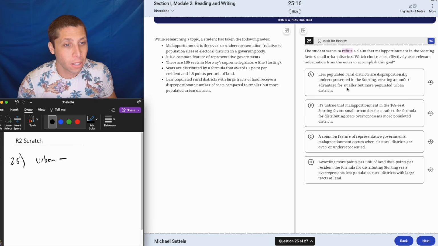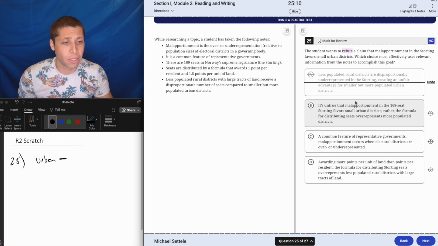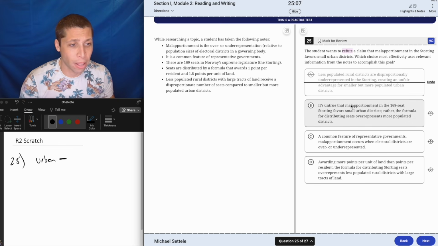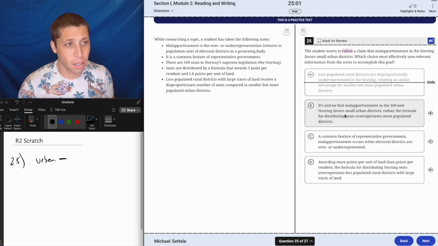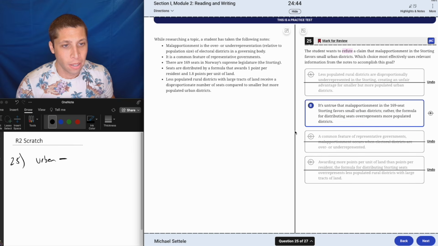So this is saying urban is good. It's untrue that malapportionment in the 169-seat sorting favors small urban districts. Rather, the formula for distributing seats overrepresents more populated districts. Okay, is that really refuting with evidence? A common feature of representative government's malapportionment concurs? No. Awarding more points per unit of land than points per resident, the formula for distributing sorting seats overrepresents less populated rural districts with large tracts of land. I guess it's this. It's untrue. That's a refutation that malapportionment in the 169-seat sorting favors small urban districts. Rather, the formula for distributing seats overrepresents more populated districts.